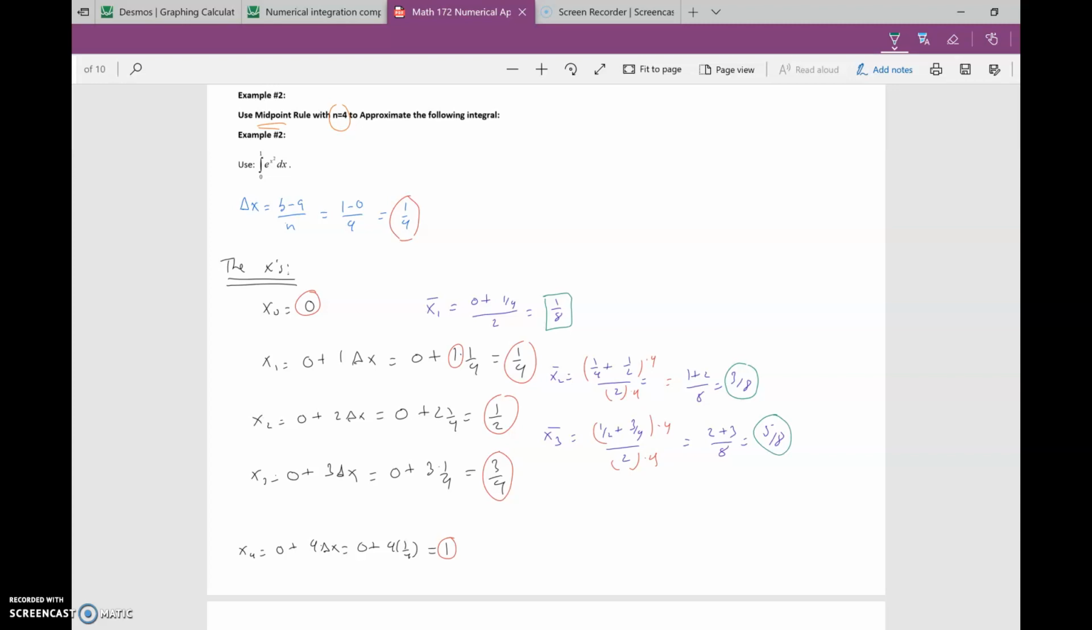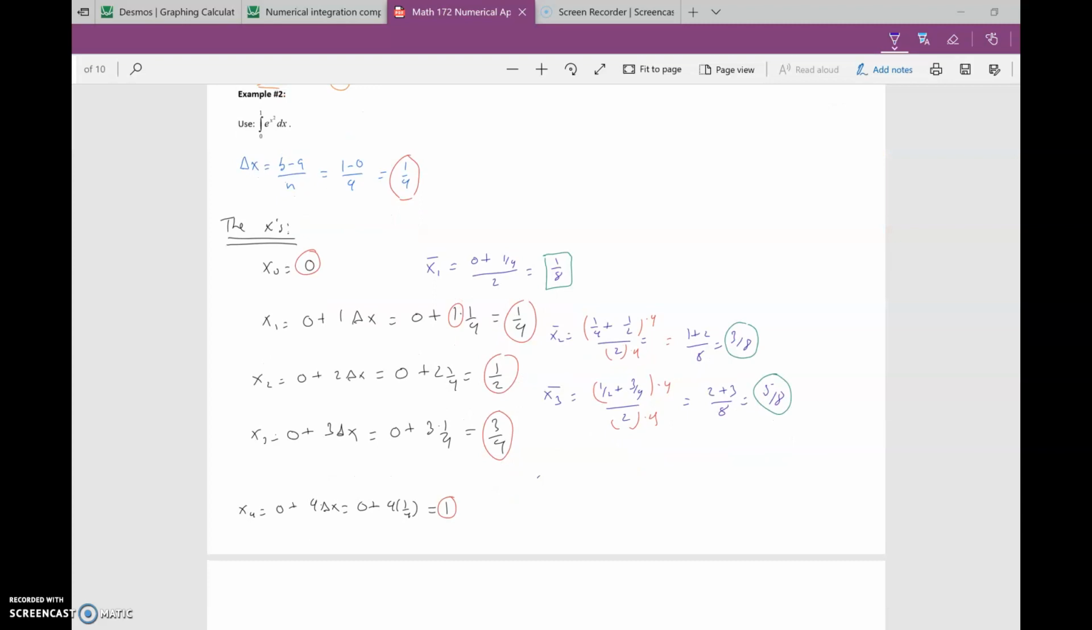And then the last of the actual averages or midpoints, so this will be x4 bar. It's going to be 3/4 plus 1 divided by 2, and then multiplying times 4. It's going to give us 3 plus 4 over 8. I'm getting 7/8.